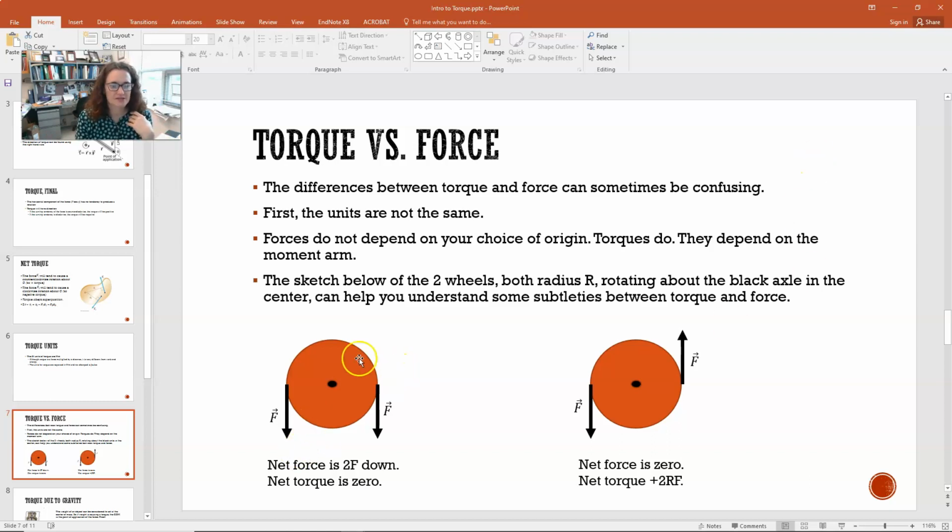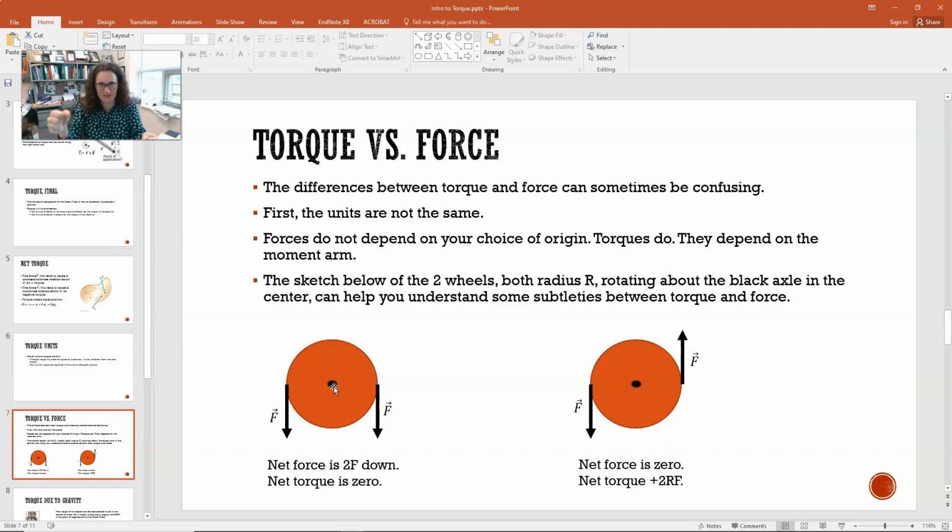This one has a net force of 2F downward. So let's say that you have this black axle here and you're pulling downward, okay? You're going to have a tendency to try and strain that axle, right? It's being fixed maybe to the wall or something by the axle.